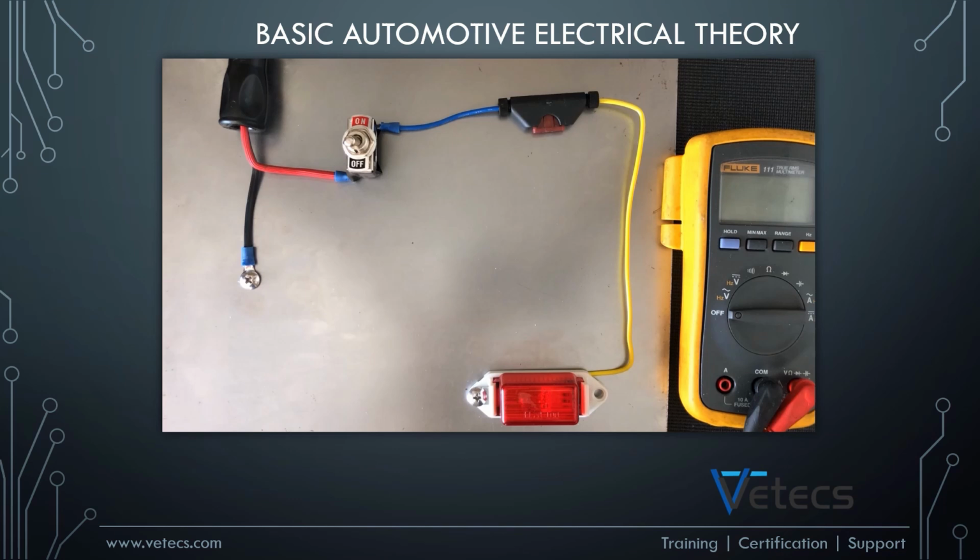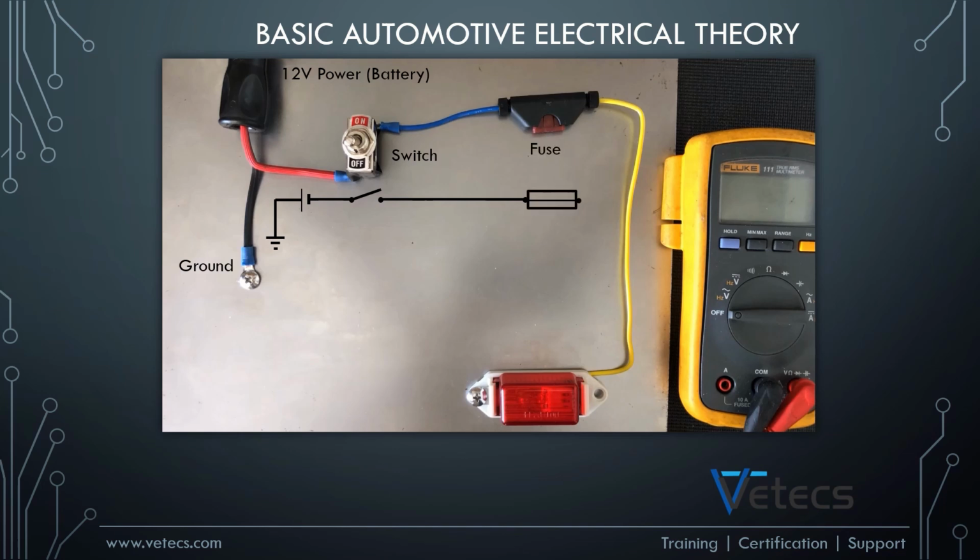We will now look at a practical example of our diagram. The power connector resembles our 12-volt power source or battery. The negative side of our battery is connected to our common ground, which is a metal plate. The positive side is connected to our switch. The other side of our switch is connected to our fuse. In this case, we are using a 7.5 amp fuse.